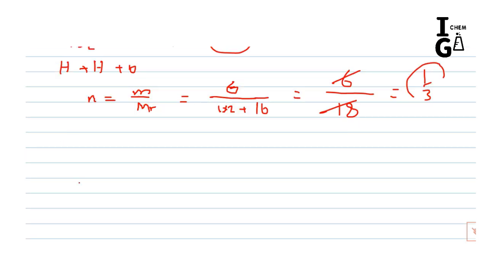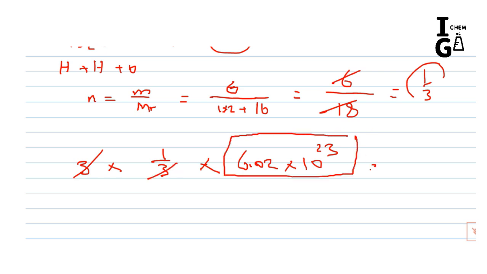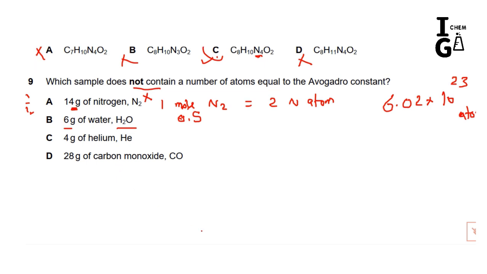So here we have 3 atoms times the number of moles, which is 1 over 3, times Avogadro 6.02 times 10 to the power 23. I think it's easy, 3 with 3, so the final is the Avogadro constant of atoms. It means this is also not the correct answer. Okay, so this is not the correct answer, and I think you can do the same here for helium.